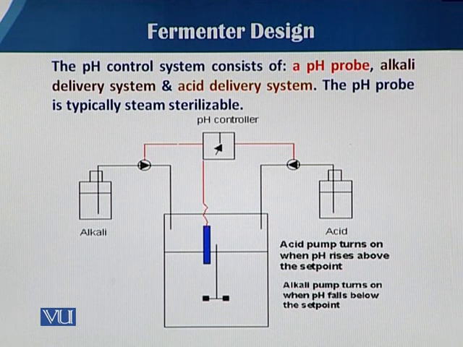In this case, the pH control system consists of a pH probe, and this pH probe is very sensitive to temperature, because we have to use pH probes which can withstand the sterilization temperature, meaning 121 degrees Celsius. Normally, the pH probes and pH meters used in a laboratory cannot withstand such high temperature. So the pH probe used in fermenter vessels has a special material. Then there is the alkali delivery system, and then the acid delivery system.